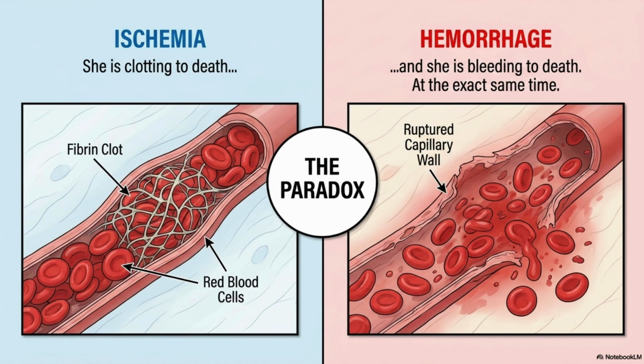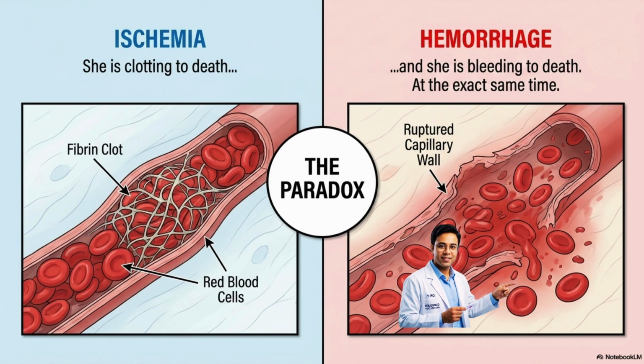This clinical picture introduces us to the paradox of DIC. On one hand, we have ischemia. She is literally clotting to death as fibrin clots block the microvasculature to her tissues. On the other hand, we have hemorrhage. She is bleeding to death at the exact same time, with RBCs escaping from ruptured capillary walls.